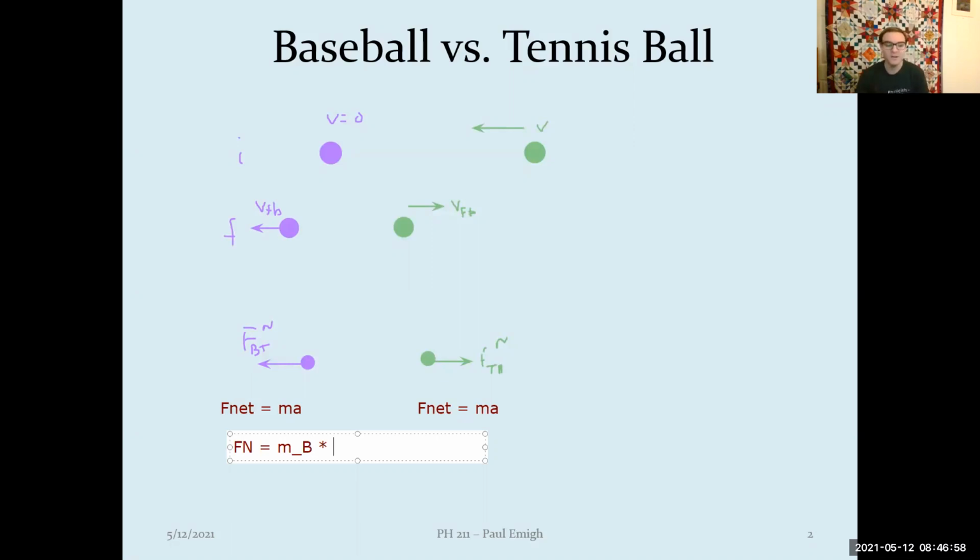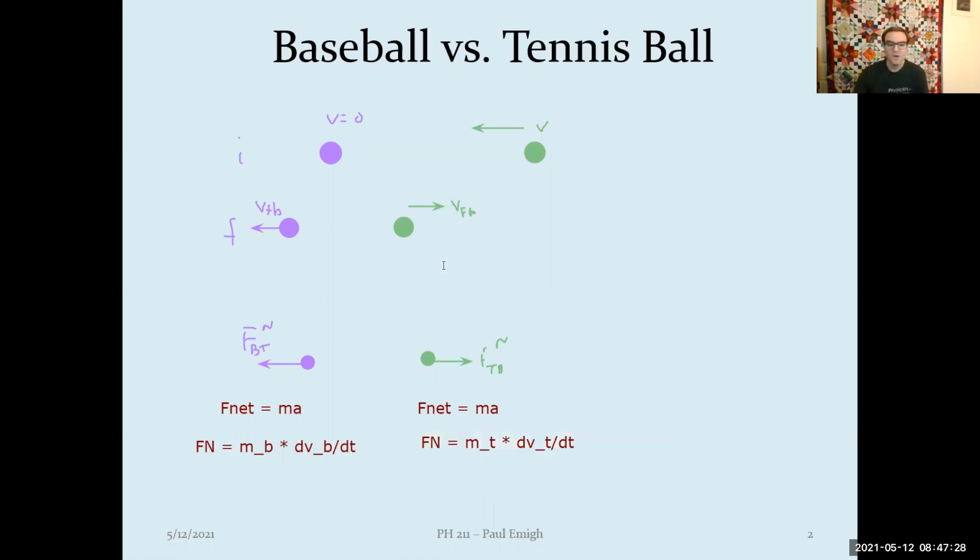Times the acceleration, which I remember from kinematic stuff is dv, the change in velocity divided by dt, the change in time. And again, this is for the baseball. How about that? I'll use little b's, I like those better. And we can write out a similar expression for the tennis ball. We can write Fn equal to the mass of the tennis ball times dv_t divided by dt.